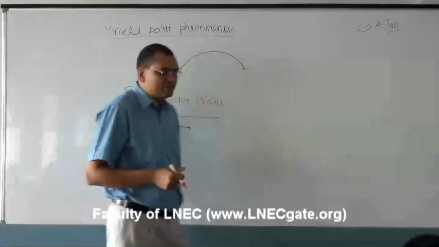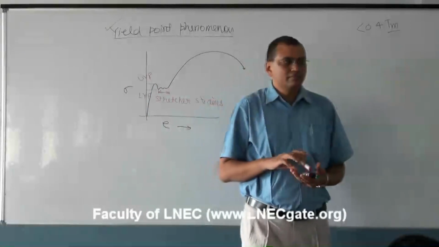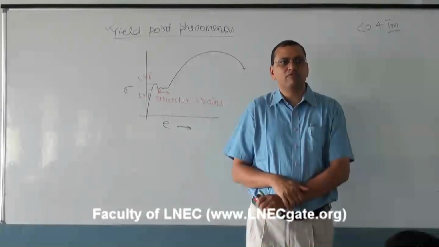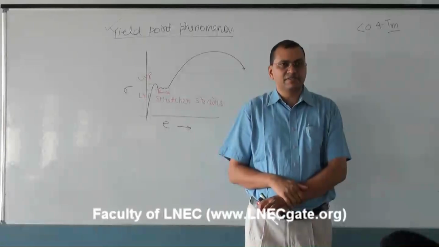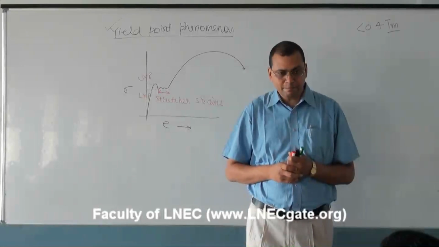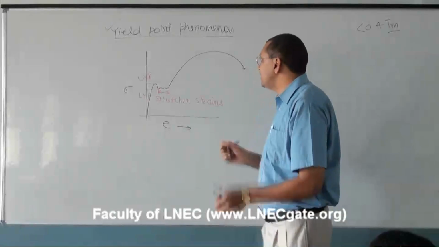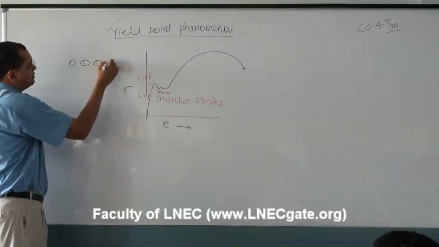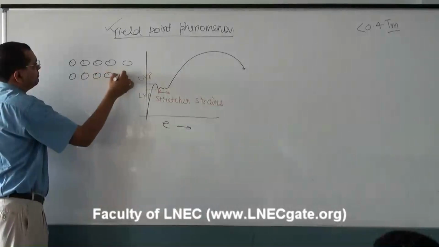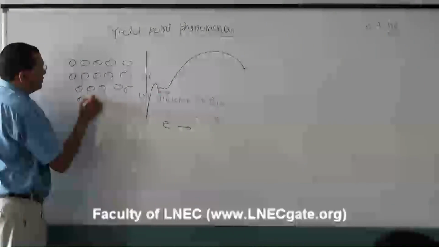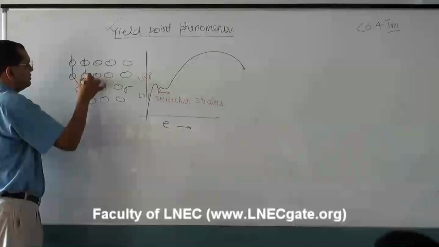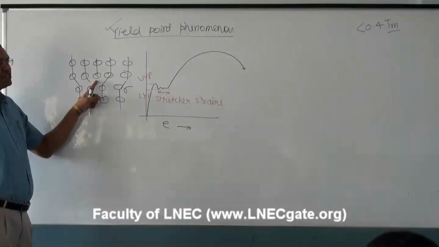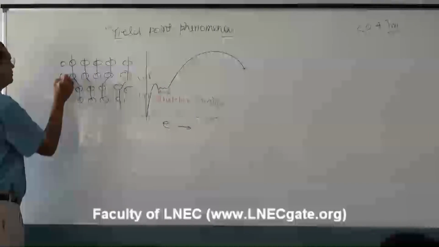Now, suddenly, the question comes to our mind: why does yield point phenomena appear in low carbon steels? So we can understand it with the help of dislocation theory. Let us say this is the material, and this is the dislocation site. Alright.